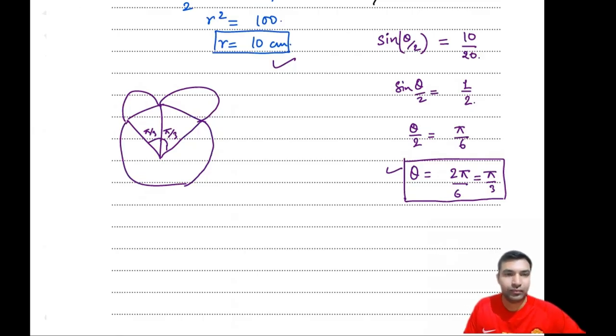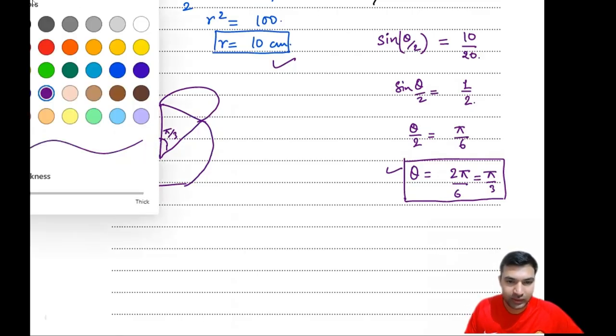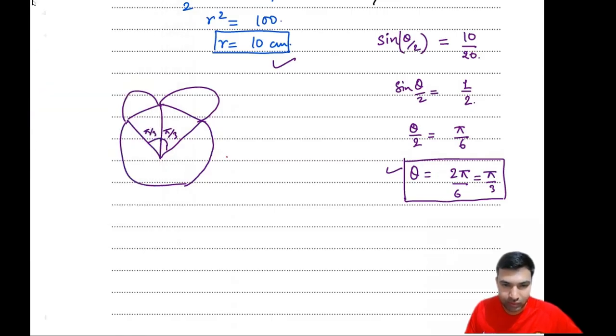Let me take this angle. So this will be 2 pi minus 2 pi over 3. This will be that angle. Now we know that here the radius is 10, here also the radius is 10, and for the larger one it is 20. So this is L1, this is L2, and this is L3.